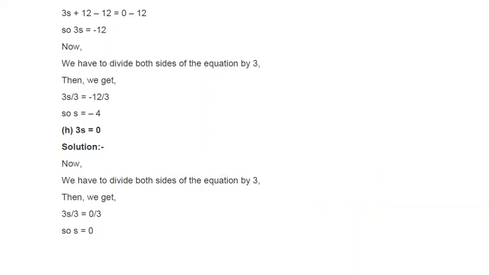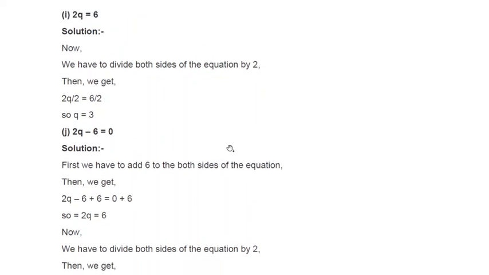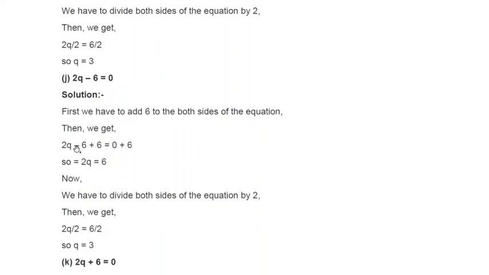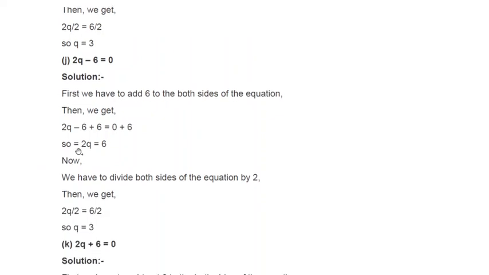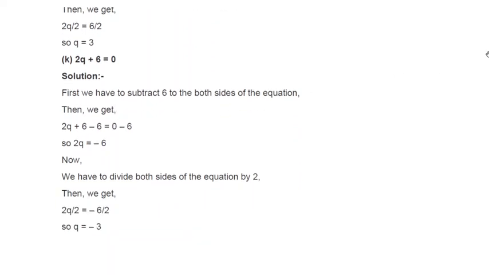Okay. Is there any question left? Yes, a lot of questions are there. 2q equal to 6, very easy. You try it by yourself. 2q minus 6. Okay, you can do it also. 2q plus 6. Okay, we'll try it out.